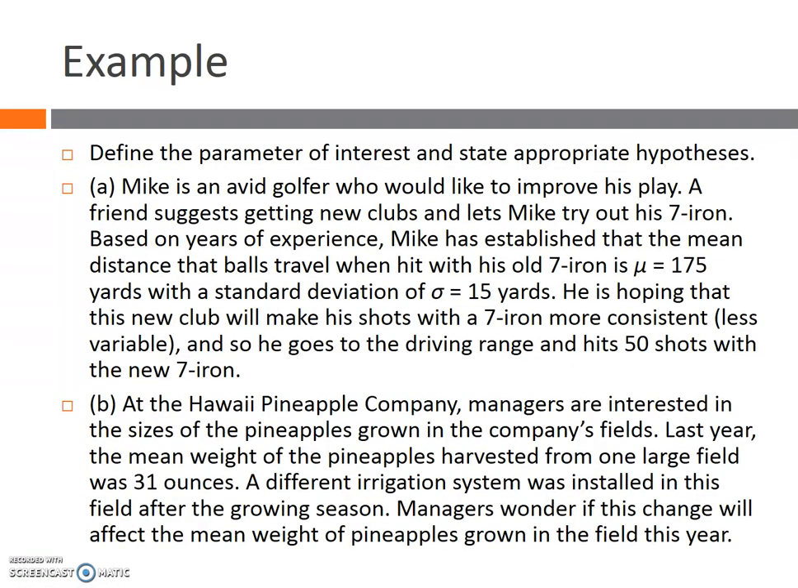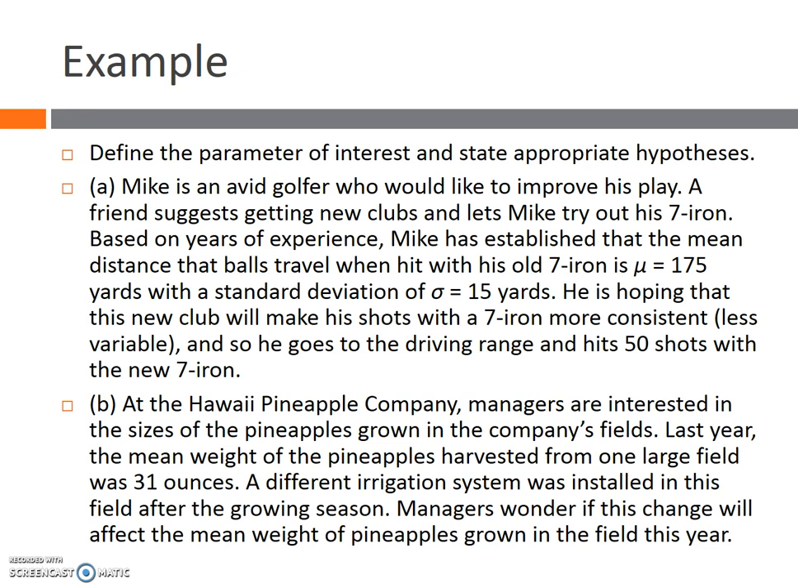So let's do some examples. We want to both define the parameter of interest and also state the appropriate hypotheses. First example, Mike is an avid golfer who would like to improve his play. A friend suggests getting new clubs and lets Mike try out his 7-iron. Based on years of experience, Mike has established that the mean distance that balls travel when hit with his old 7-iron is 175 yards with a standard deviation of 15 yards. He is hoping that his new club will make his shots with a 7-iron more consistent, aka less variable. So he goes to the driving range and hits 50 shots with the new 7-iron.